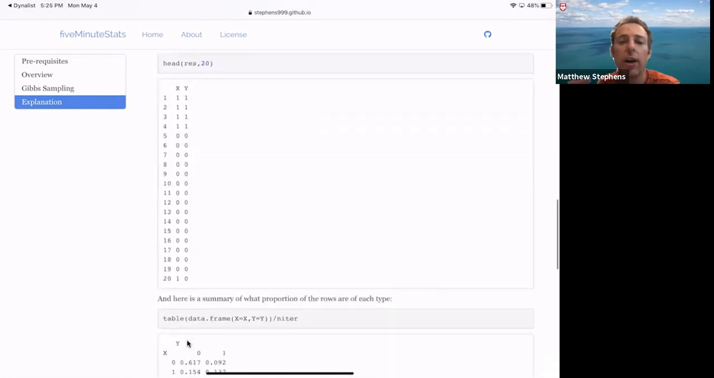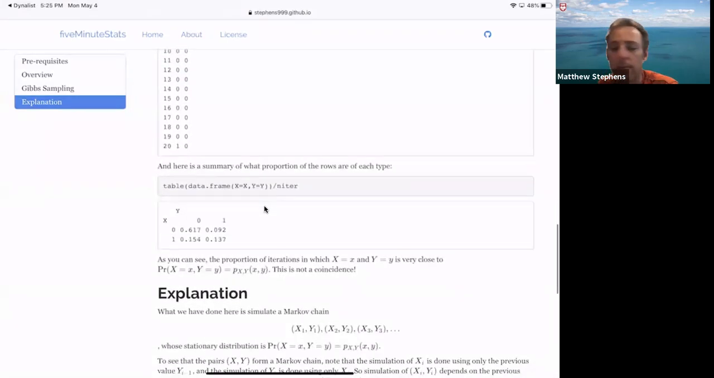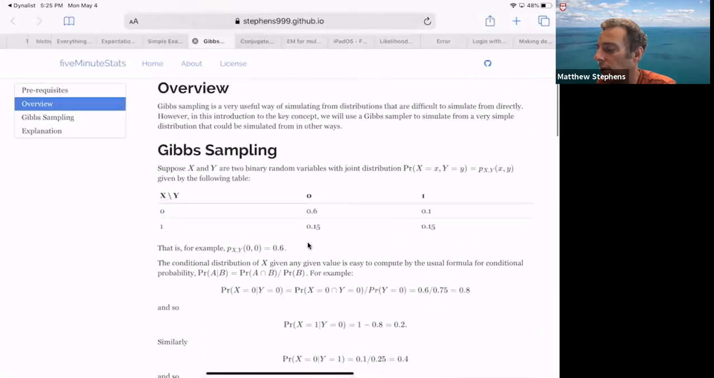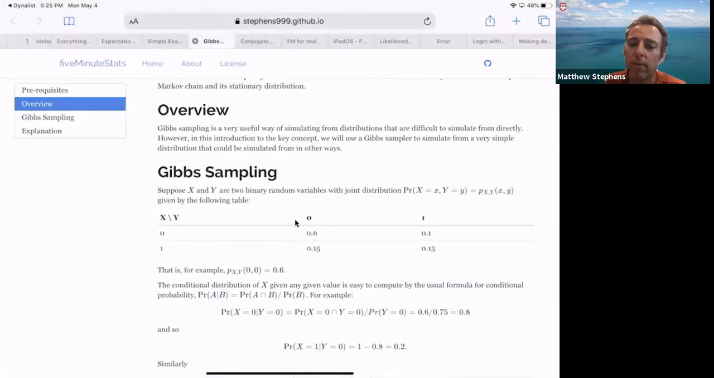So what if we summarize the long-run proportion of times that we saw a 1, 1 versus a 0, 0 versus a 1, 0, or presumably some 0, 1s as well? Here's what we get. It was 1,000 iterations. Out of those, 617 were 0, 0, and 137 were 1, 1. These were the proportions of the others. If you look at these numbers, they're actually pretty close to the joint distribution that we started with.